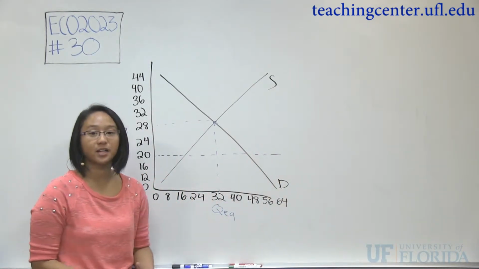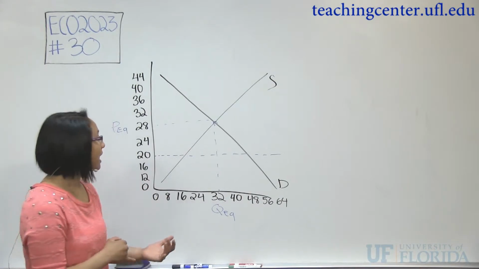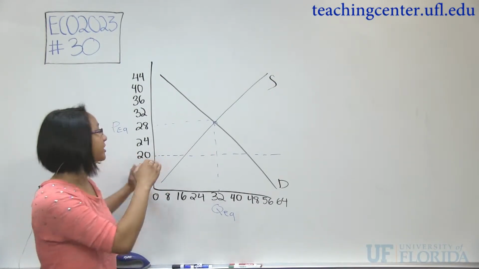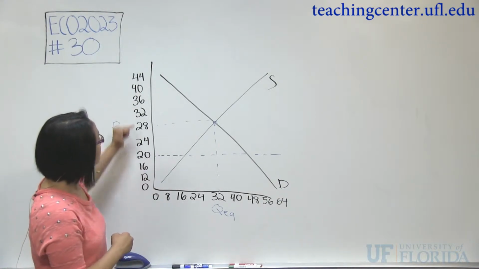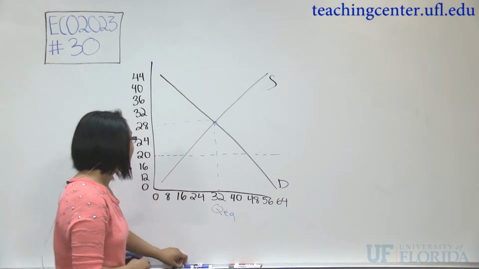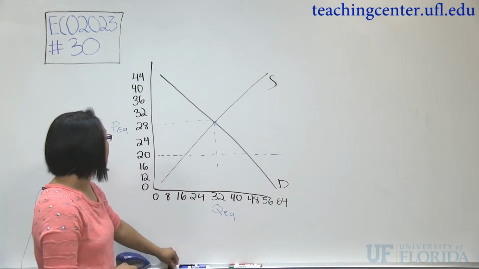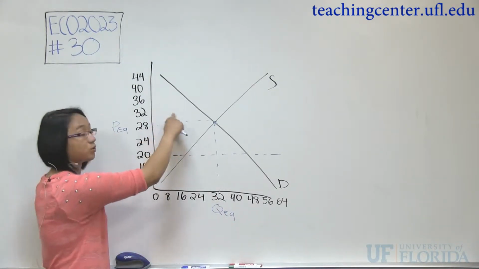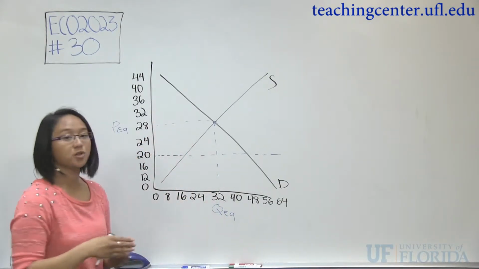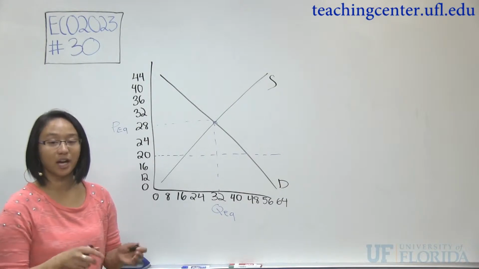So now we have to find consumer surplus. So how do you find consumer surplus? Consumer surplus is everything above the price. So here, above $20 and below the demand curve. So if we want to find a change in consumer surplus, let's find what it was originally and what it will become, and then we'll subtract the two to find the difference, the change.